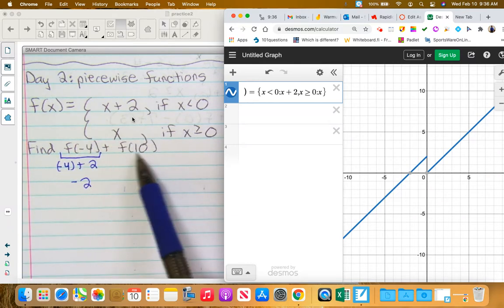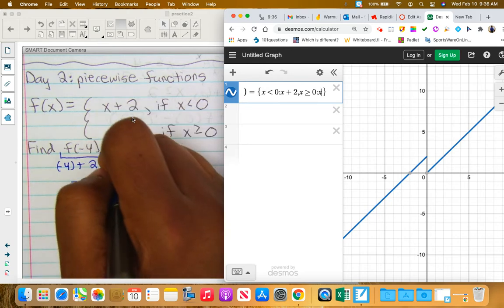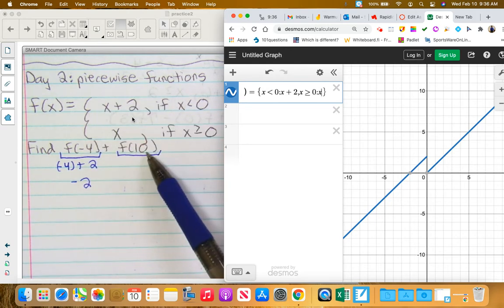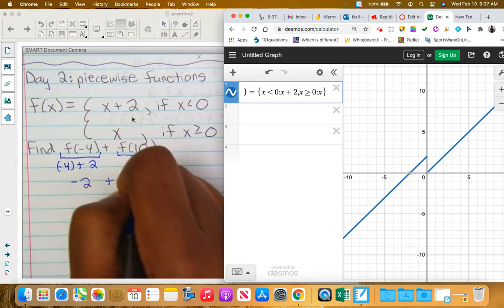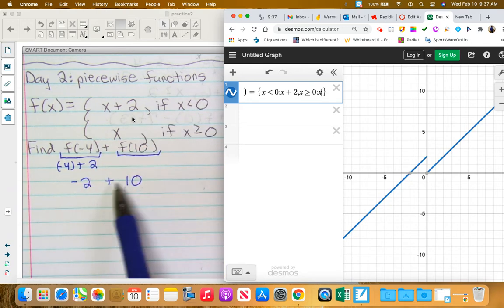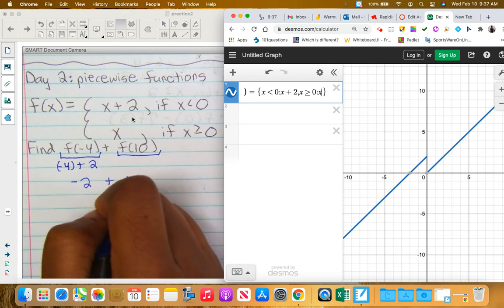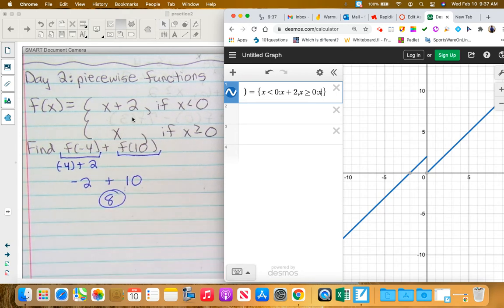Then I wanted to find f of 10. Take 10, see if it goes into the top section or the bottom section. 10 is a number that's greater than or equal to 0, so it's going to go into the bottom section. So that just leaves us with 10. And -2 plus 10 is 8. So that's how you would do it algebraically.